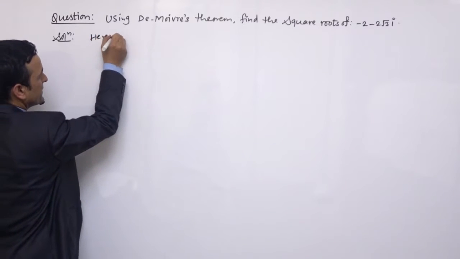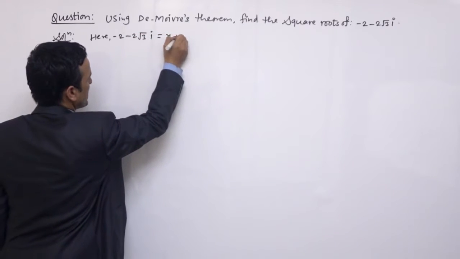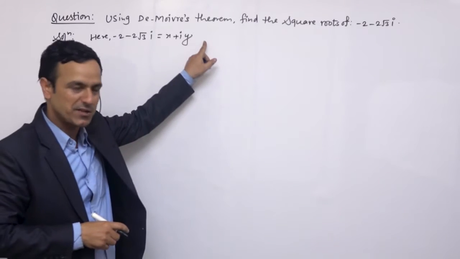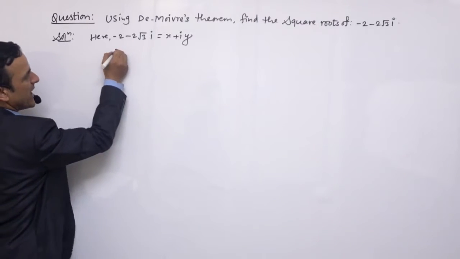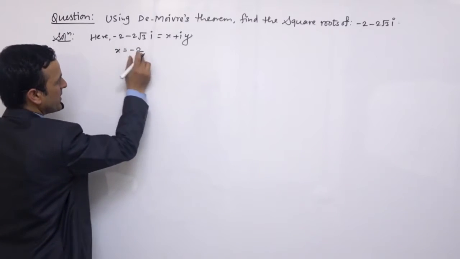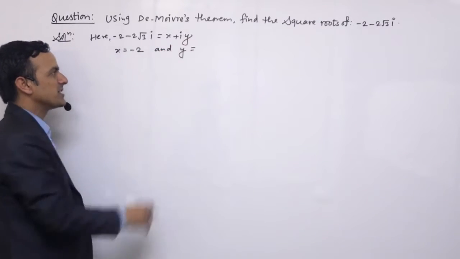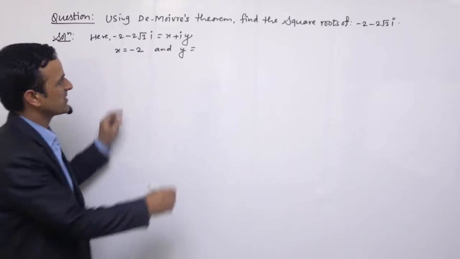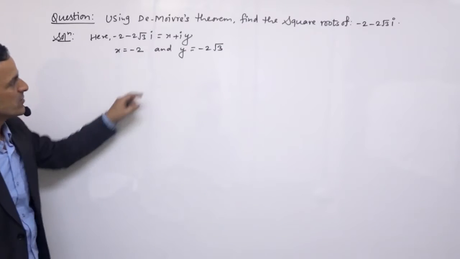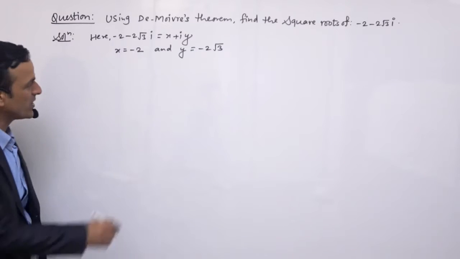So here minus 2 root 3 i means x plus iy. So comparing real part and imaginary part, we get the value of x. So x is equal to minus 2, real part is equal to real part, and the value of y is imaginary part equal to imaginary part. So the value of y is minus 2 root 3, coefficient of i and coefficient of i. So in this way we can compare this one.